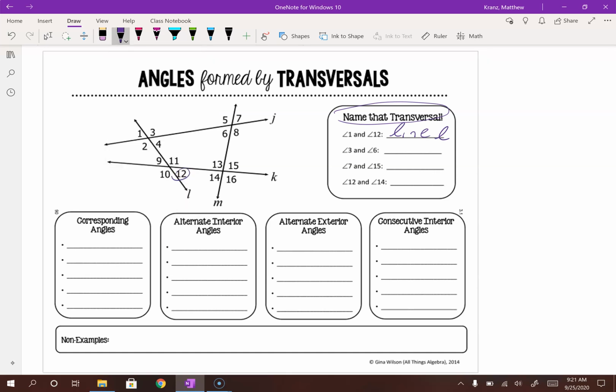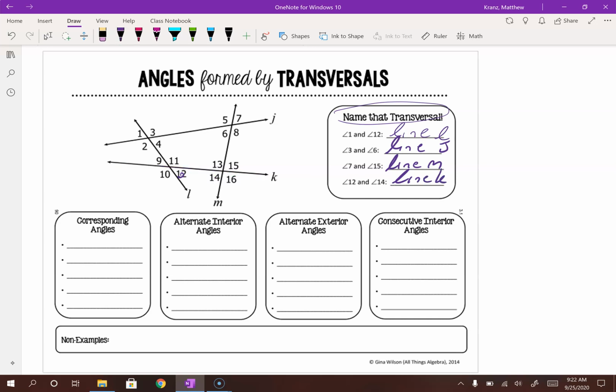Right, now 3 and 6. 3 is here, 6 is there. They're both on this transversal, so that is line J. 7 and 15. 7's here, 15's here. They both lie on this one, which is line M. And then finally, 12 and 14, we see they're right here. So they both lie on line K.